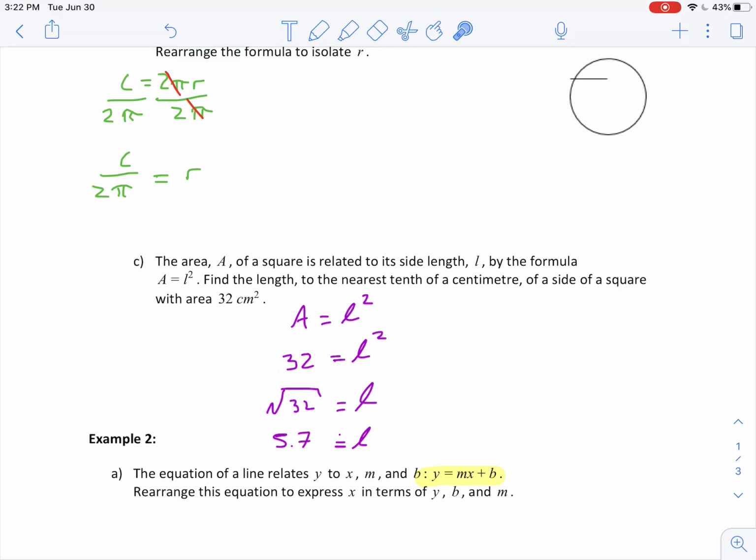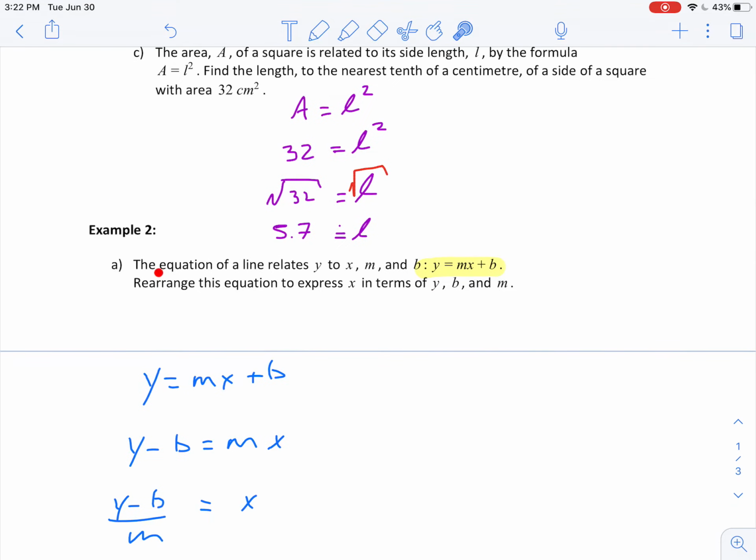Now, we know from previous lessons that in order to isolate L, we need to perform the opposite operation. So the opposite operation of squaring is square rooting. So by square rooting L, we must square root the left side as well, so the square root of 32. In this case, it ends up being about 5.7 units, or centimeters in this case, is equal to a length.